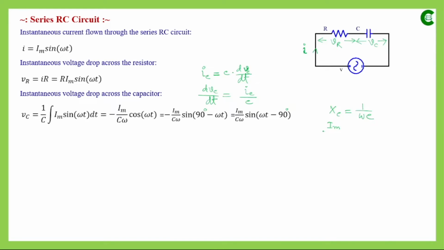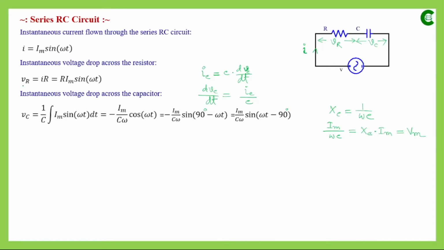So Im divided by omega c can be represented as 1 by omega c, the capacitive reactance, multiplied by the maximum current. So it will finally be the maximum voltage by Ohm's law. So maximum voltage, and this is an expression of voltage drop only, so that satisfies. So Vm and then the sine term. So this matches with the expression of the sinusoidal waveform.